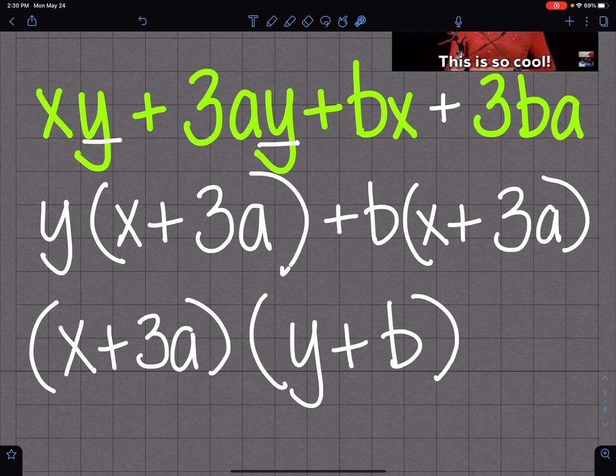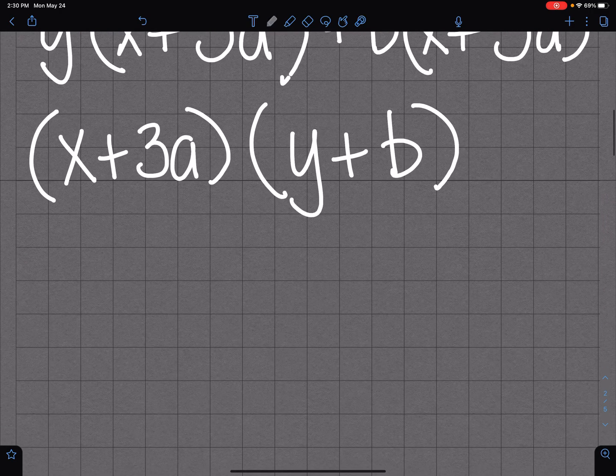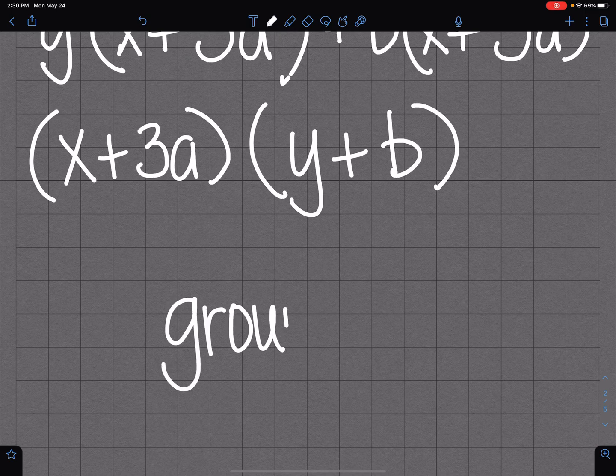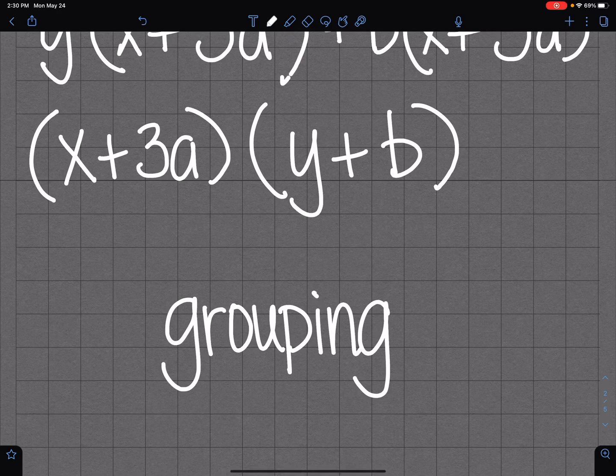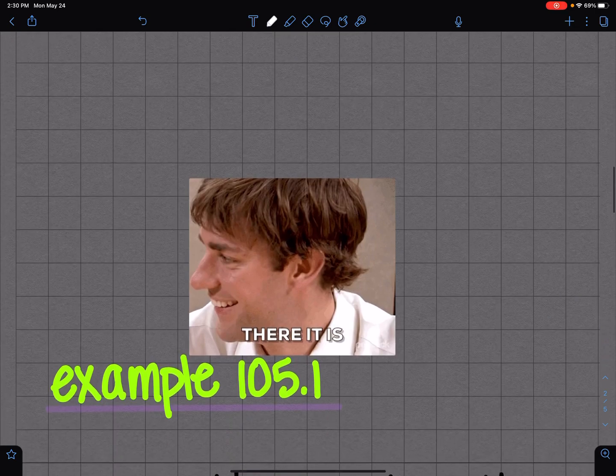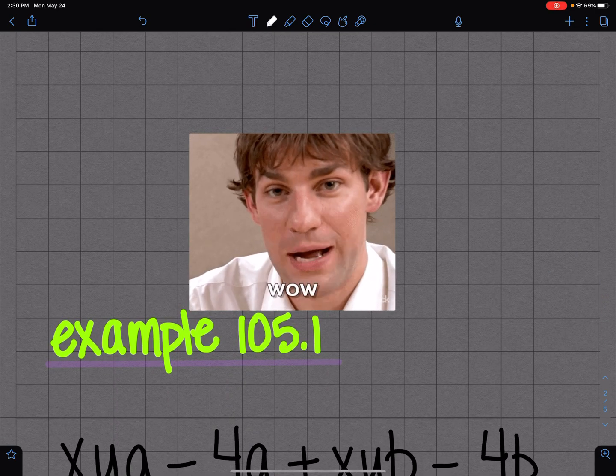Now that has a name, and it's called factoring by grouping. That's the lesson. Let's do two examples, and then we're going to be all done.